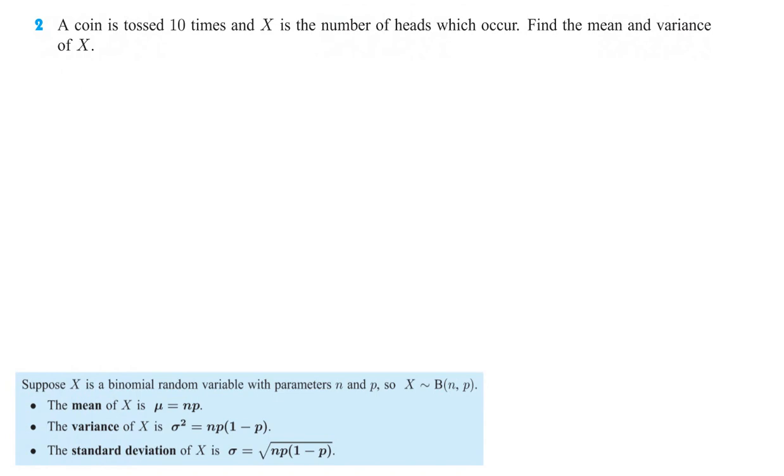Okay, we're going to start here with number 2. A coin is tossed 10 times, and X is the number of heads which will occur. Find the mean and variance of X.